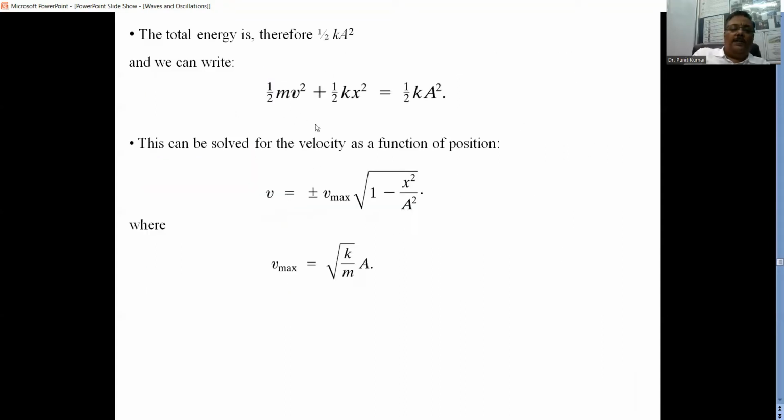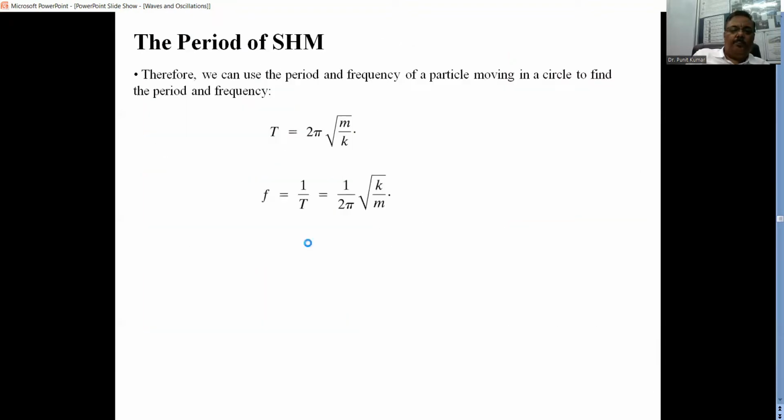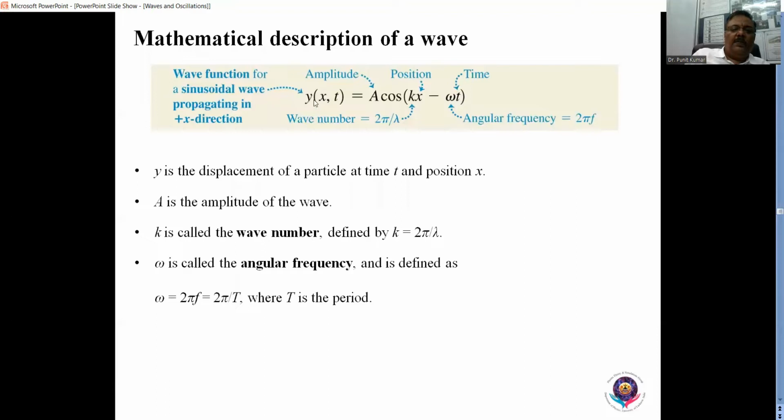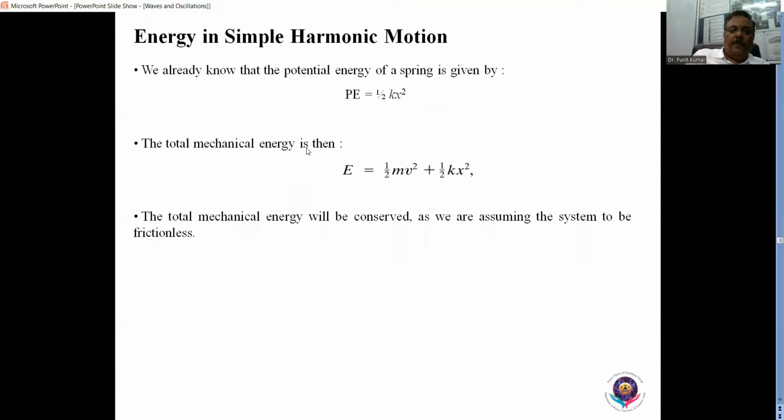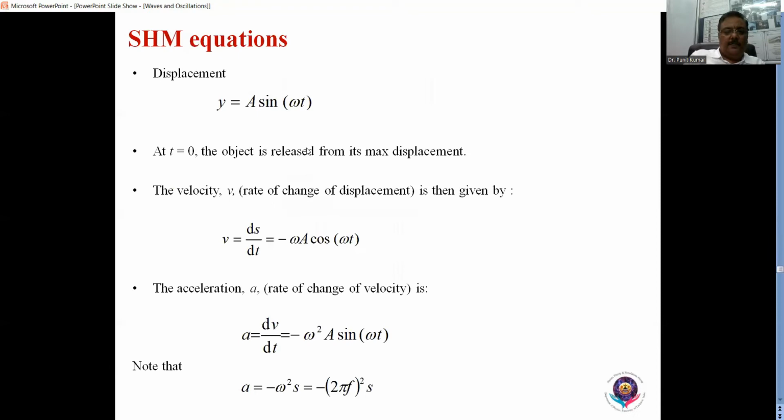The total energy is given by this expression, and we can equate it to this energy, where A is the amplitude of the wave. The velocity of the wave is given by this expression, which is calculated from the wave equation that we discussed before. This is the displacement. We differentiate and we get the velocity. This is the same velocity.